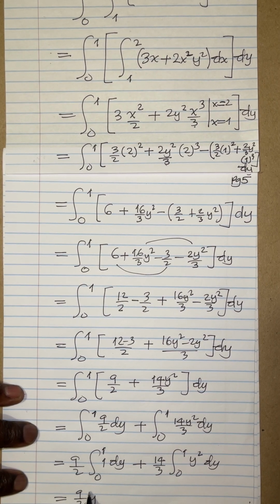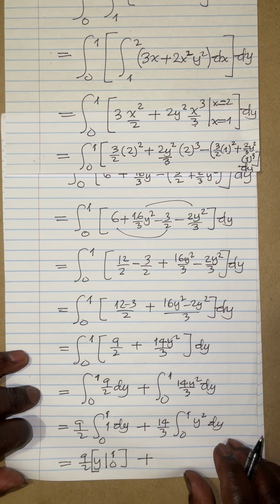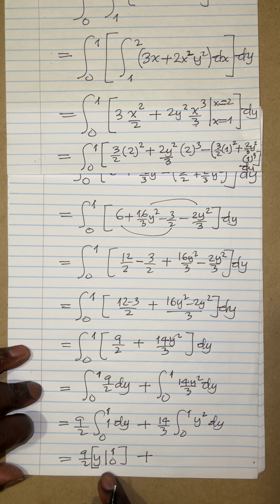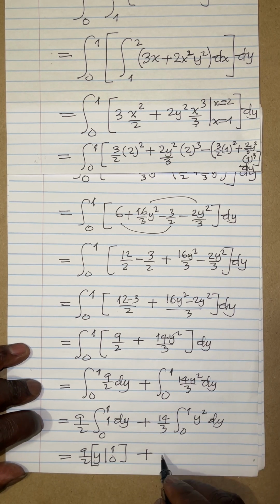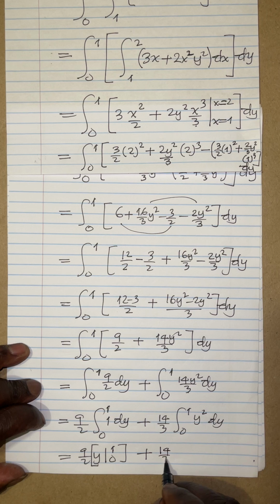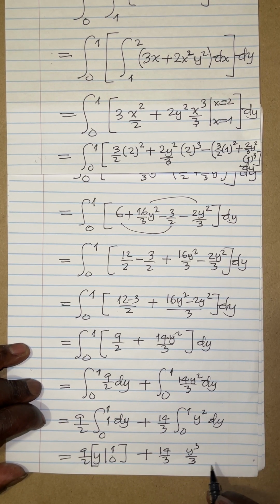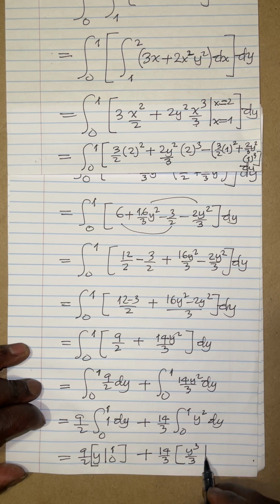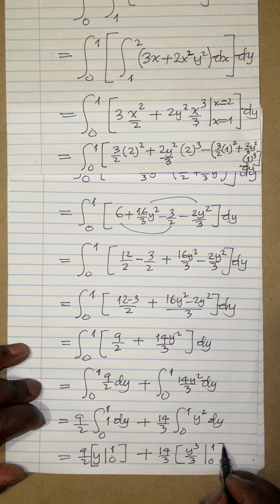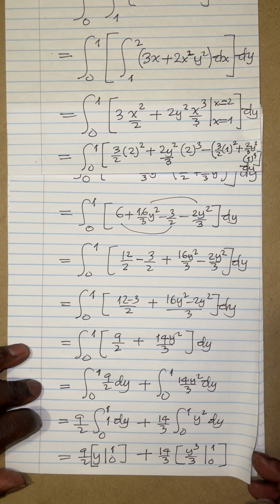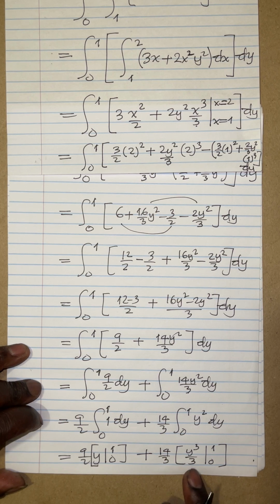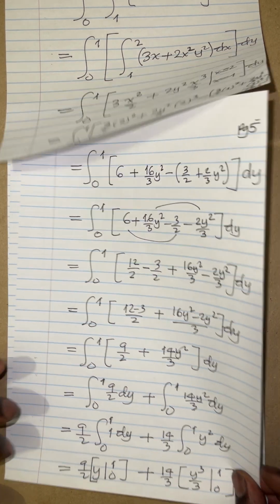We're evaluating this from 0 up to 1, and then plus, let me move it up so you're able to see that part there, and then we're going to have here 14 over 3. The integral of this is y cubed over 3, and I'm going to do this with limits 0 up to 1 like that. Now I can take the 3 out also if I want, just to simplify matters.